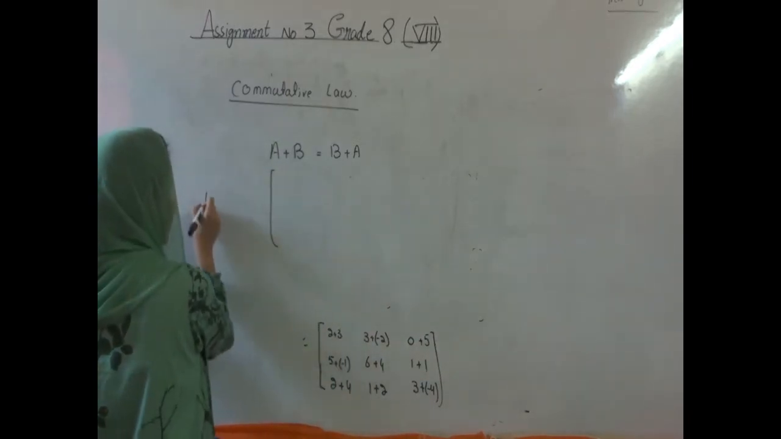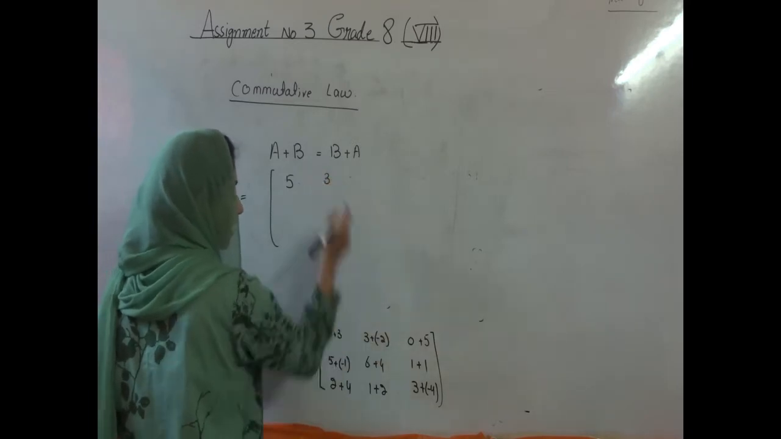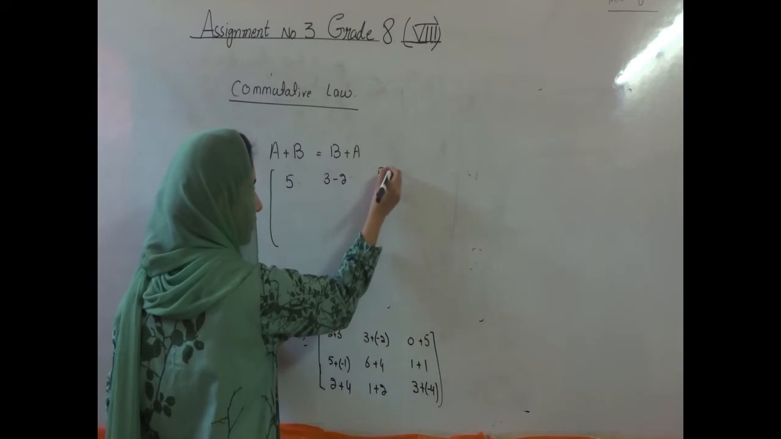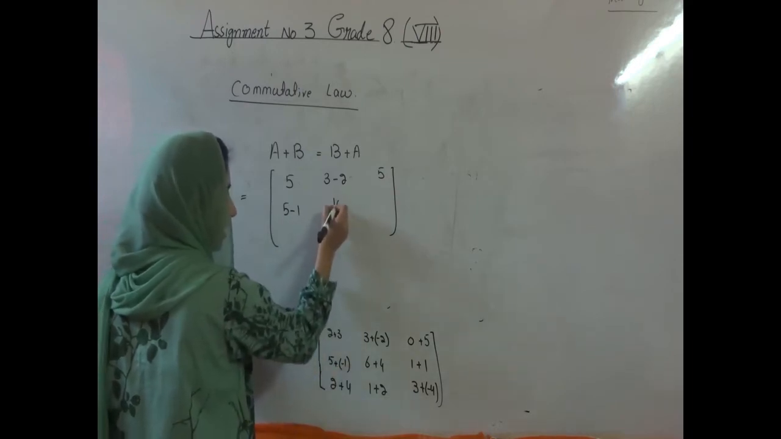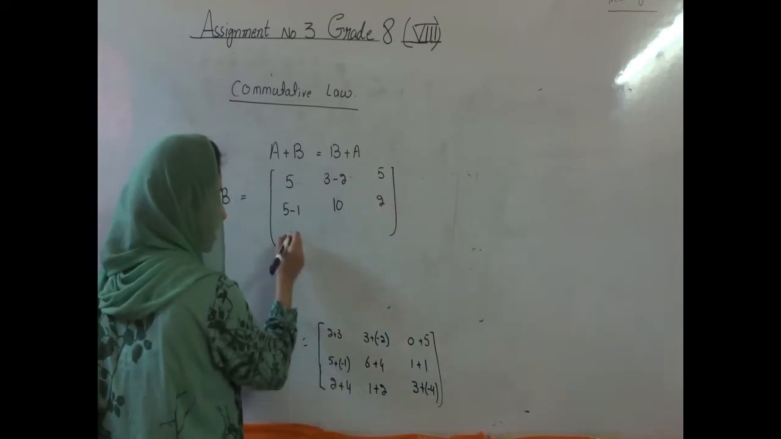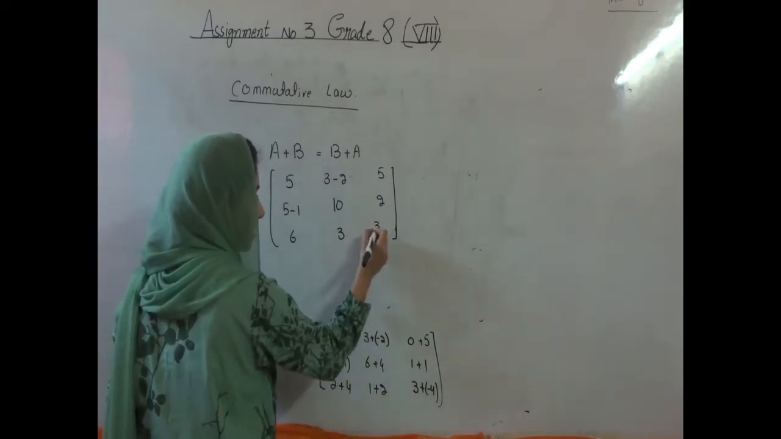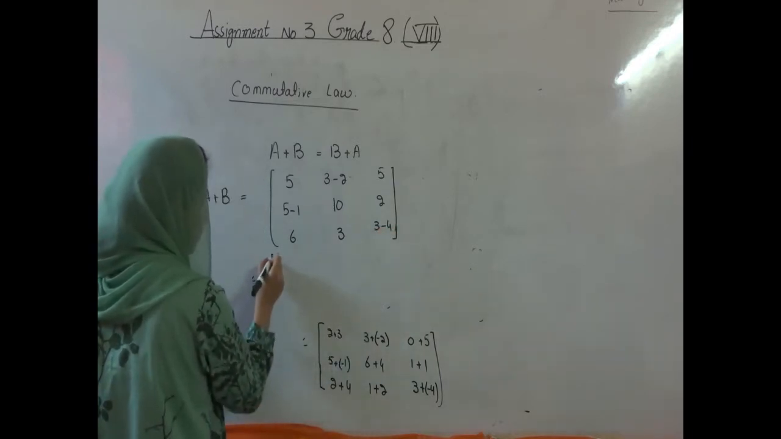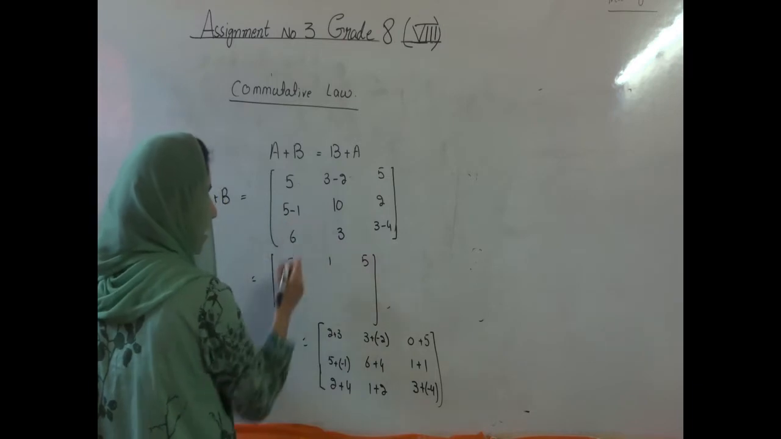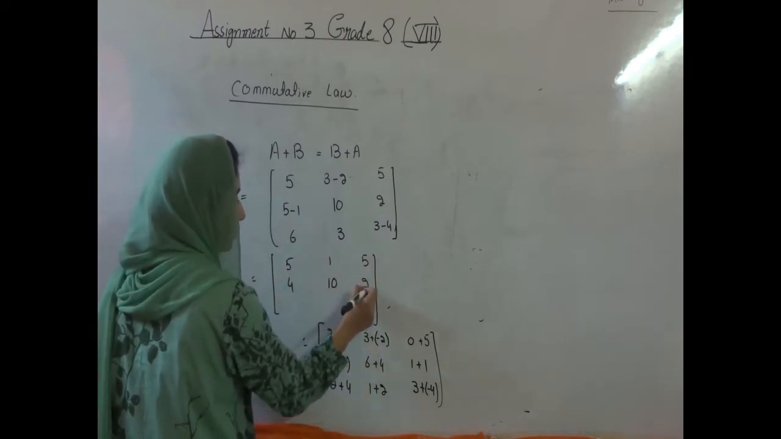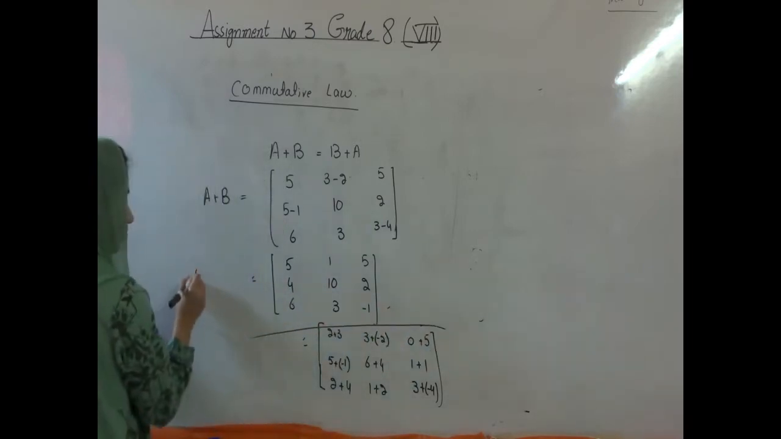Okay, and the next: 3 plus 2, 5; 3 plus minus 2, 1; 5 plus minus 1, 4; 6 plus 4, 10; 1 plus 1, 2; 2 plus 4, 6; 1 plus 2, 3; and 3 plus minus 4, minus 1. This one is the left hand side.